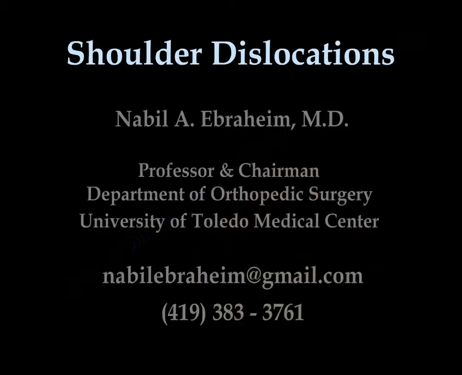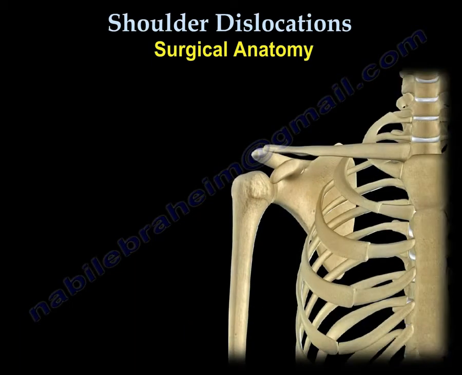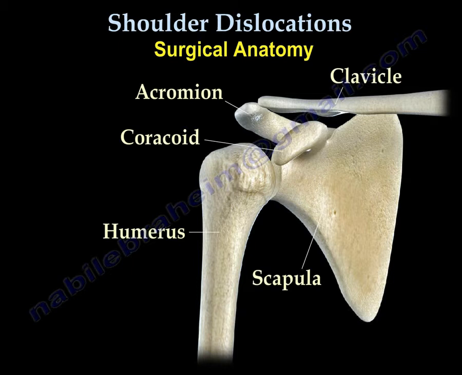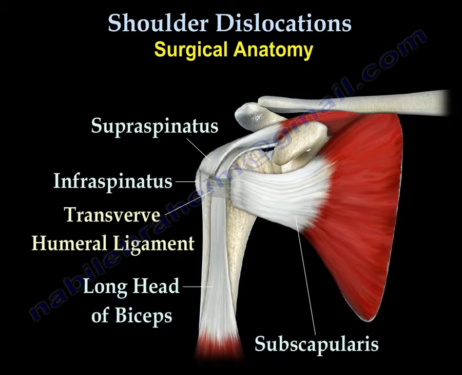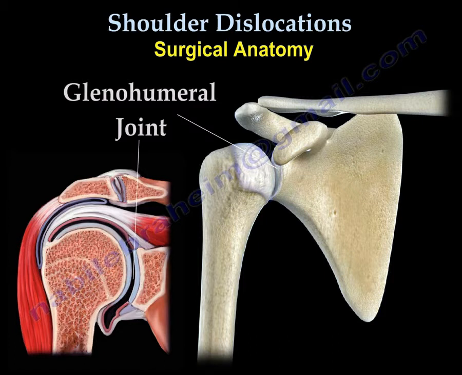Shoulder dislocations. Surgical anatomy. You can see here the bony anatomy of the shoulder area. It includes the humerus and the scapula. You can also see the important muscles attached to the shoulder area, including the supraspinatus, subscapularis, and long head of the biceps. Shoulder dislocation is dislocation of the glenohumeral joint.